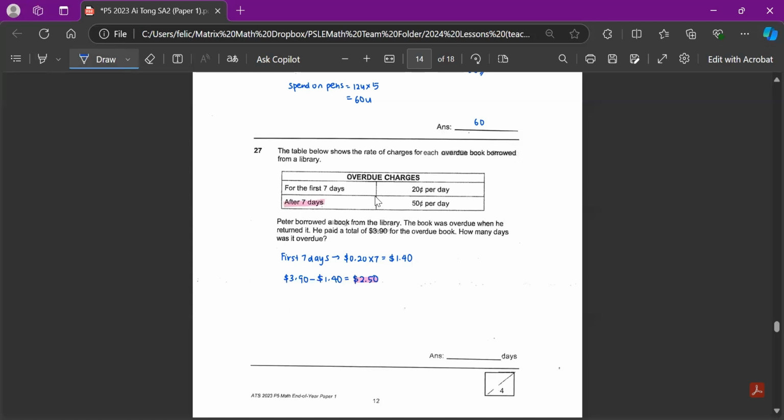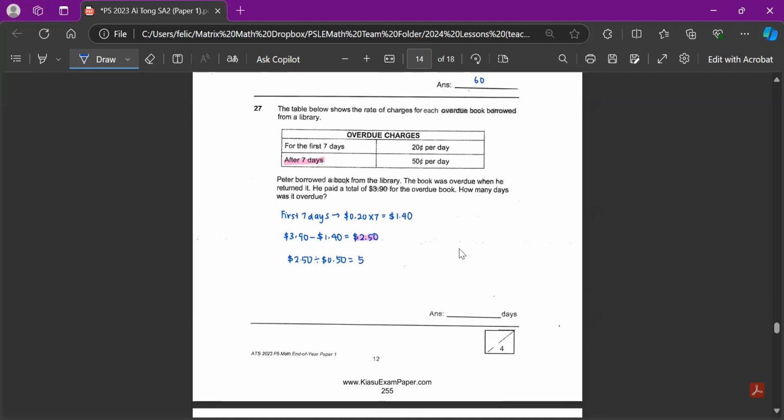Now, which means that this 250, I can go on to find out how many days for me to accumulate $2.50. So you can just do the division. 50 cents per day, right? So divide by 50 cents. So this will be 5 days. Okay, so 5 days is for the second category. After 7 days, I owe for another 5 days. So now total days that I overdue will be 5 days plus the first 7 days. So that's 12 days in total for the overdue.